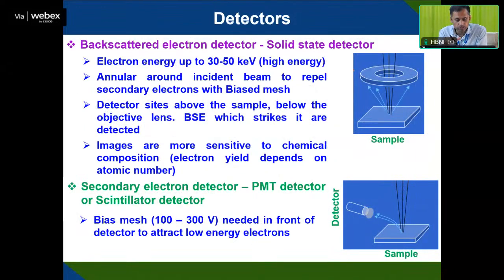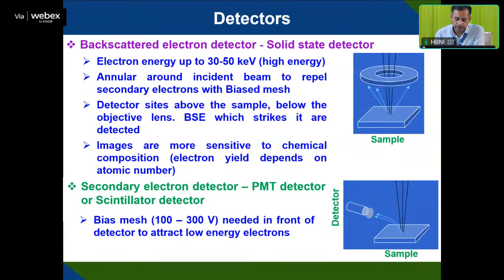And the scanning electron microscope, as I told, uses two types of electrons. One is backscatter electrons and another is secondary electrons. Mostly in case of backscatter electrons, it's a solid state detector. You can see the sample is here and the detector is here. The backscatter electrons coming back will be detected by this detector. So the detector sits just above the sample.